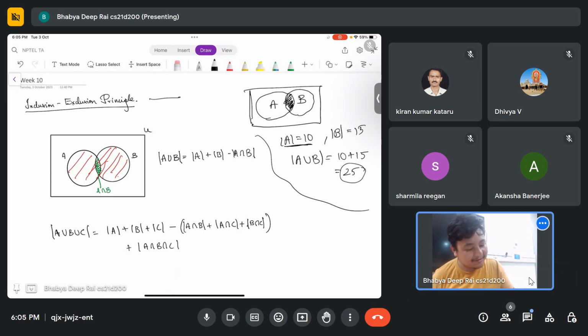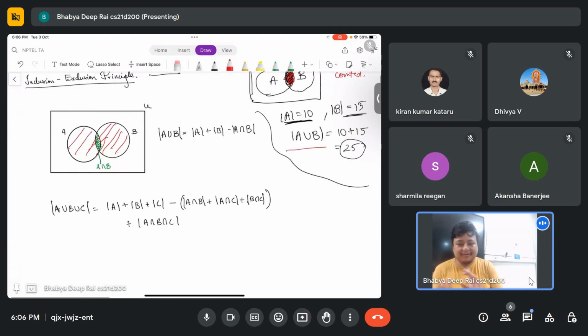Since A is of size 10 and B is of size 15, and since there are some elements sitting in between, if I say 10 plus 15 is your answer, then it will definitely be wrong because you are over counting these elements. So these are over counted. Let me write it better. These are over counted. So to handle cases like these, we study the inclusion exclusion principle.